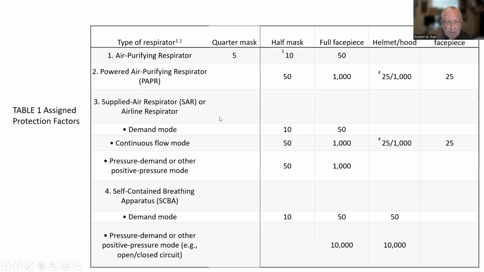So, supplied air respirators. All these three are supplied air respirators. Demand mode, continuous flow mode, pressure demand, or other positive pressure mode. You've got some good numbers here. And that's a loose fitting face piece, and this is the helmet hood. Pressure demand, and this is self-contained breathing apparatus, SCBA. Demand mode is 50. Positive pressure demand or other positive pressure mode is 10,000. Wow.